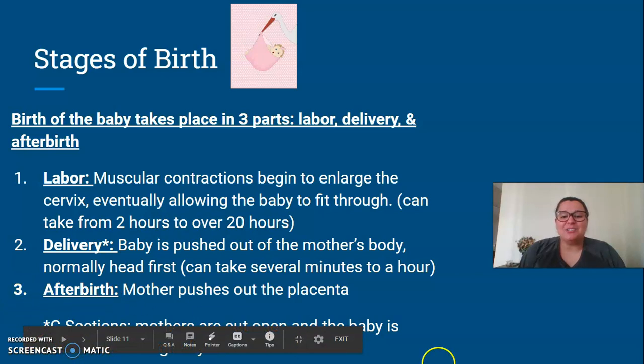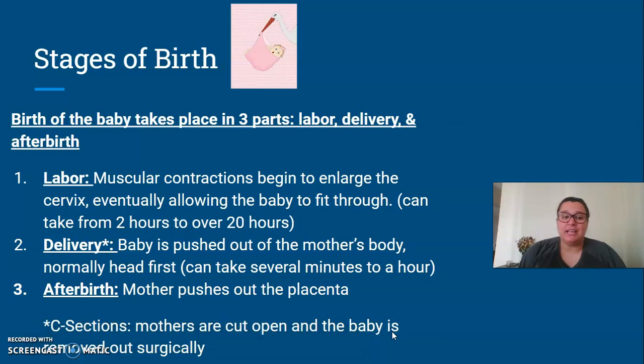And then also there's a little note down here at the bottom that C-sections are basically at step 2, when instead of delivery, the baby is being surgically removed out of the mother, and that's taking place at step 2, which is the delivery part.